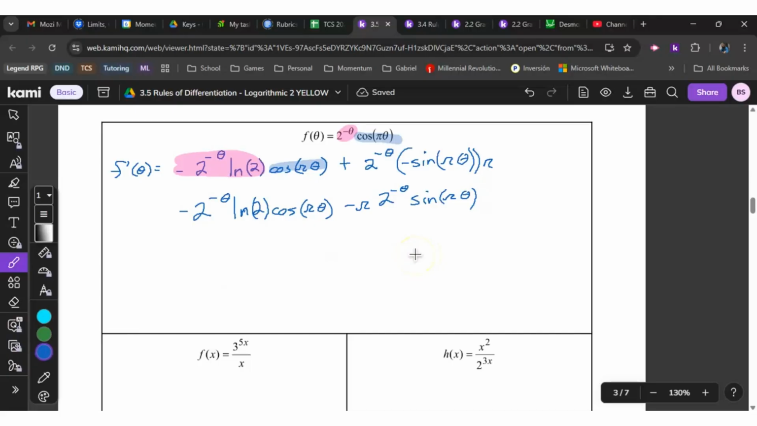I'm going to do one more thing because I think you might actually see it this way. What do you notice is the common factor in both of these? 2 to the negative theta, which would kind of be the same as just being over 2 to the theta. So you might see it written this way instead, where it would be like negative ln of 2 cosine pi theta minus pi sine pi theta all over 2 to the theta. You might see it written that way, like in a multiple choice or something, just because that's a pretty simple simplification.